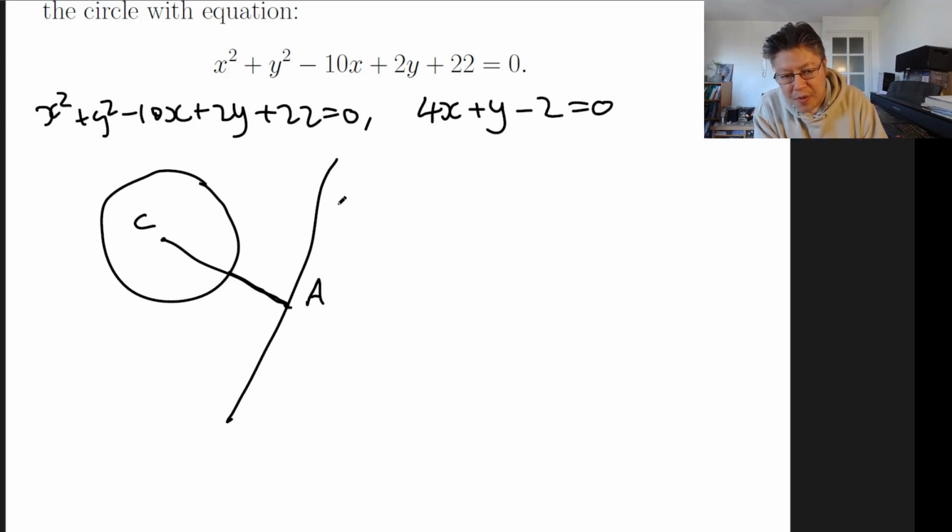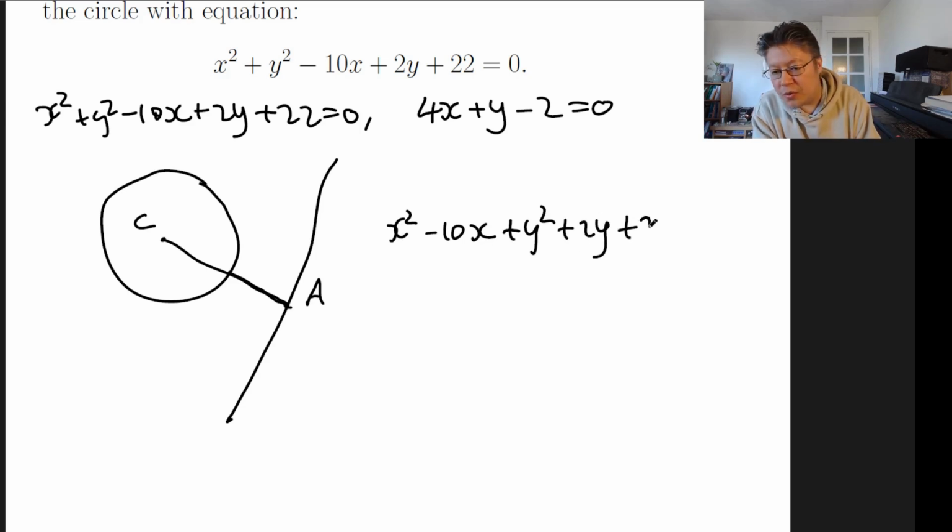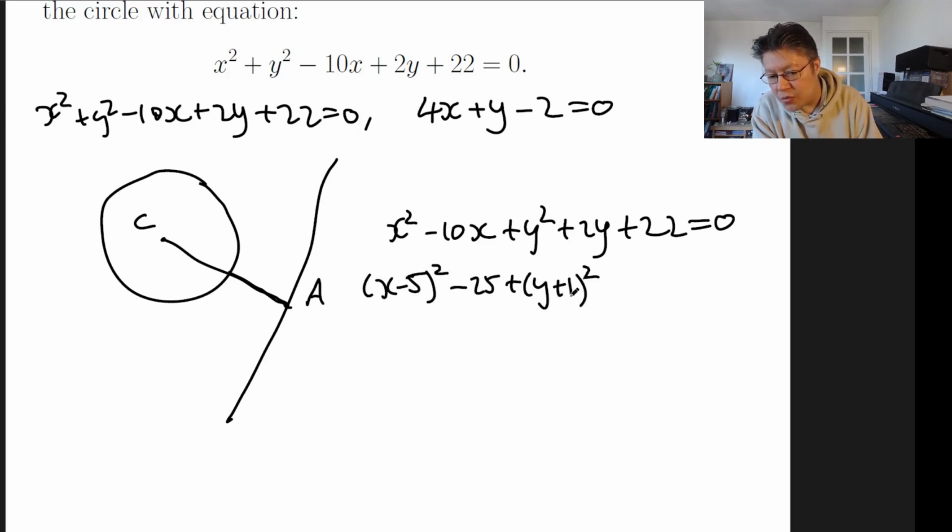So we can first group up the x's and y's. So we get x squared minus 10x plus y squared plus 2y plus 22 equals 0. And we'll complete the square on each of the x's and y's. So we get x minus 5 all squared minus 5 squared, which is 25, plus y plus 1 all squared and minus 1 squared, which is a 1, and plus 22 equals 0.